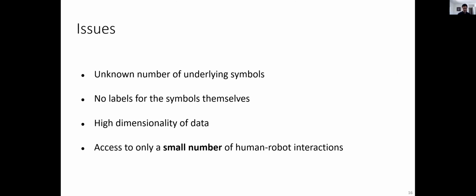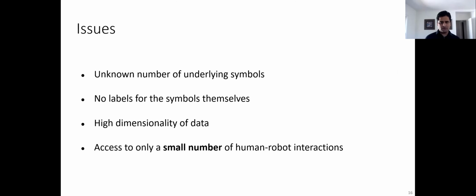And what we have access to is only a small number of human-robot interactions, where the human can only annotate, let's say, tens to hundreds of trajectories, but not thousands of trajectories on the robot itself. And I think that's important because a robot's arm might not survive thousands of demonstrations in the first place.